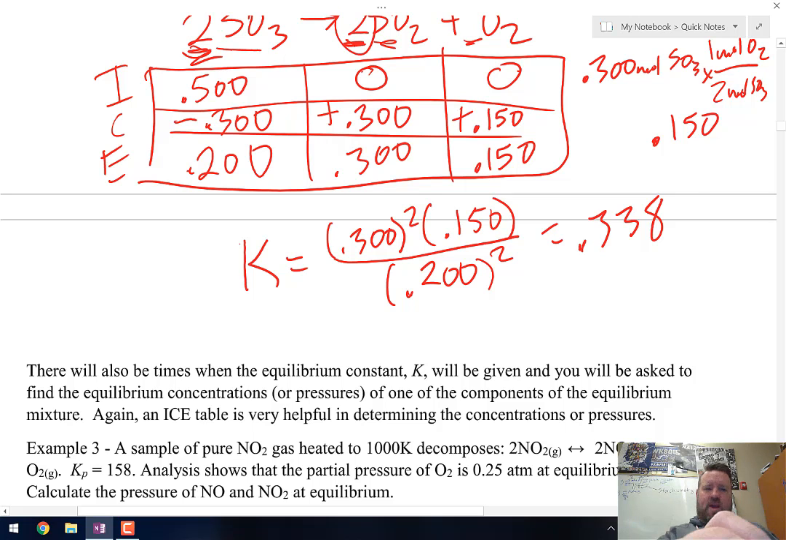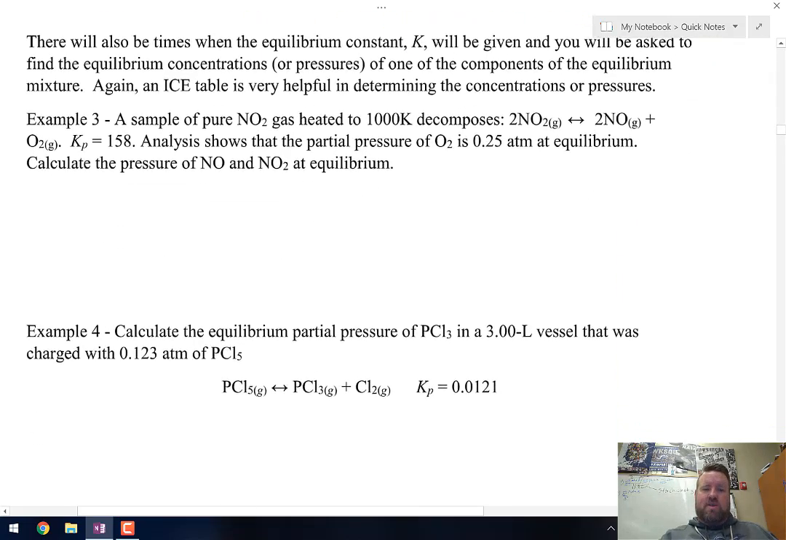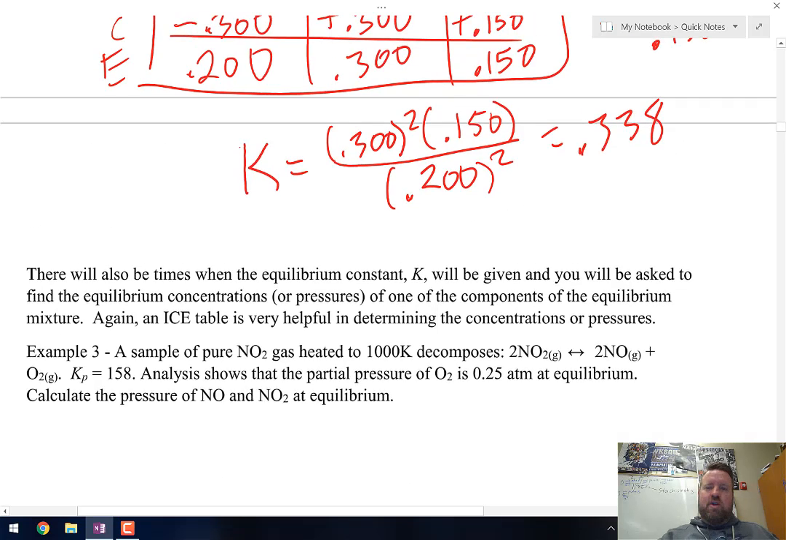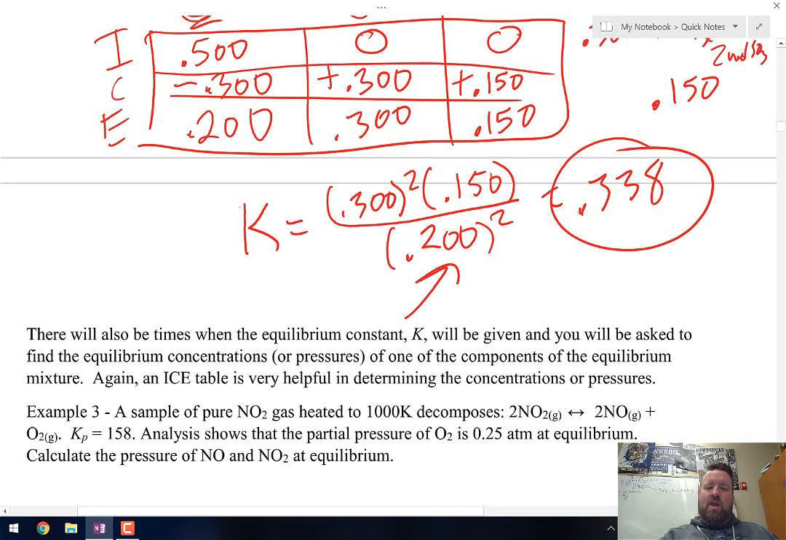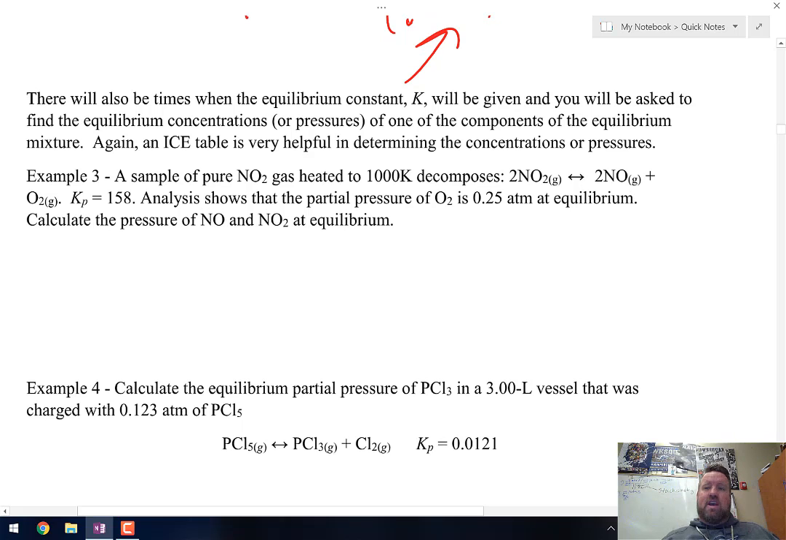But then notice we had those different coefficients in the balanced equation. Now, there will also be times, and this is where it starts to get a little bit fun, when the equilibrium constant K will be given to you, and you'll be asked to find the equilibrium concentration or pressure of one of the components of the equilibrium mixture. So they'll give you this number, and they want you to find one of these, and this is where the math can get fun. Okay, so again, you're still going to use an ICE table, but just like in any other instance with an unknown, like in algebra, you're going to use the letter X.